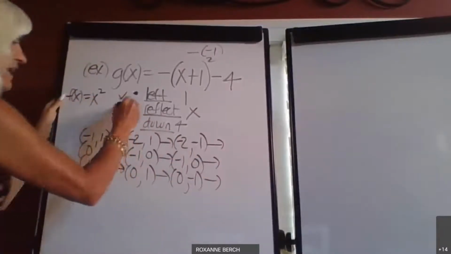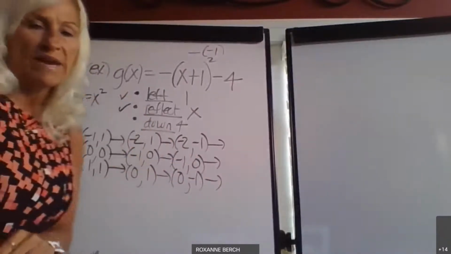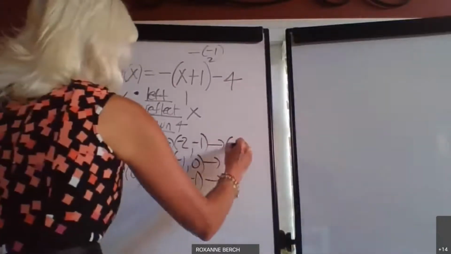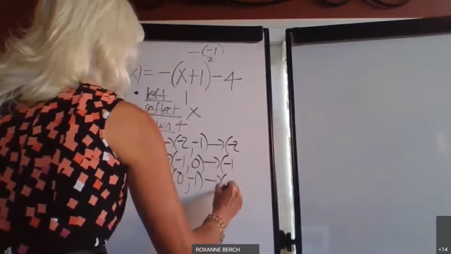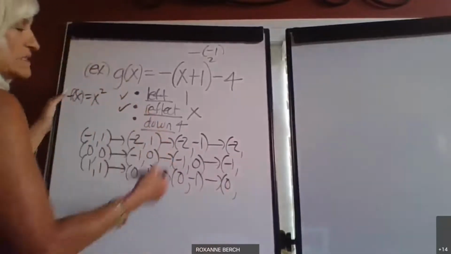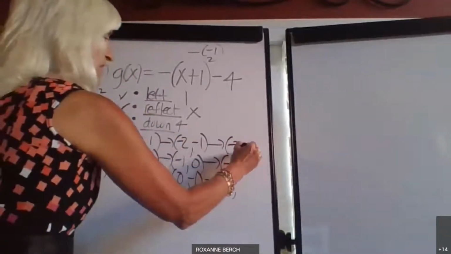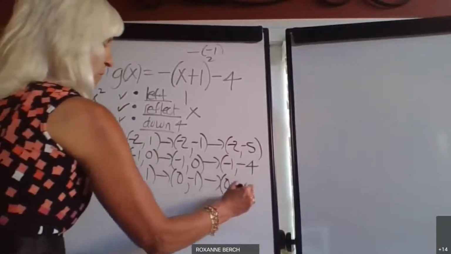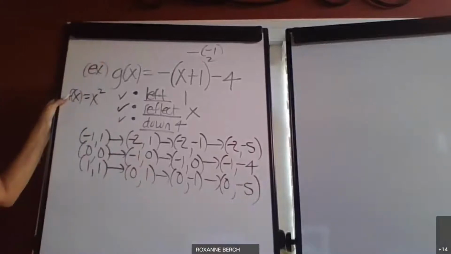And last but not least, down 4 means subtract 4 from the Y. So the X stays the same. Subtract 4 would be negative 5, subtract 4 would be negative 4, subtract 4 would be negative 5, and we're done.